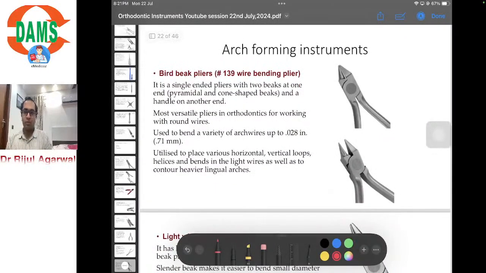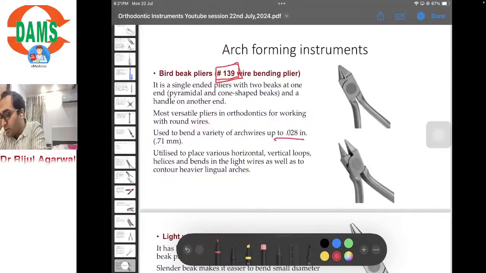Okay, so from clasp forming, now we come to arch forming instruments. Beginning with the most important one, that is the bird beak plier. इसका ये नंबर ध्यान रखना है 139. It is also known as 139 wire bending plier as well. Identification के लिए again looking at the tips, it is a single ended plier with two beaks at one end, pyramidal and cone shaped beaks and a handle on another end. Okay, it is used to bend a variety of arch wires up to 0.28 inch.